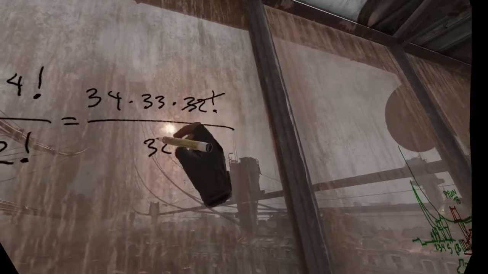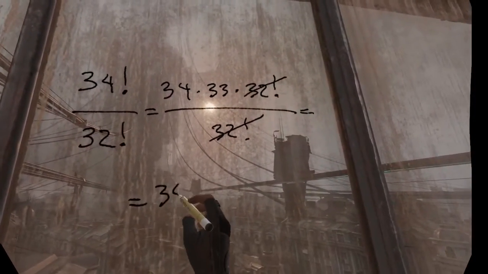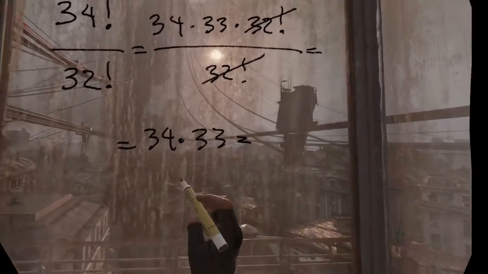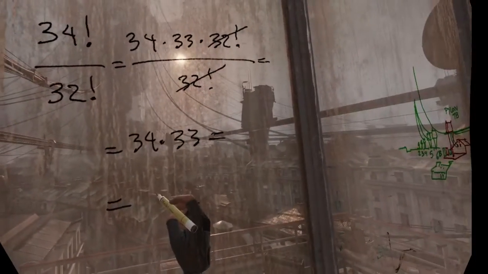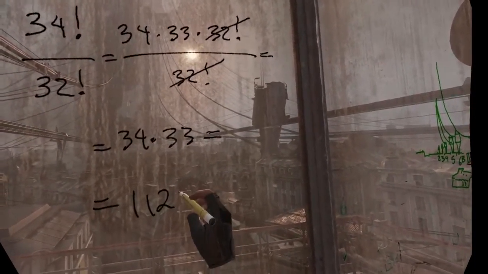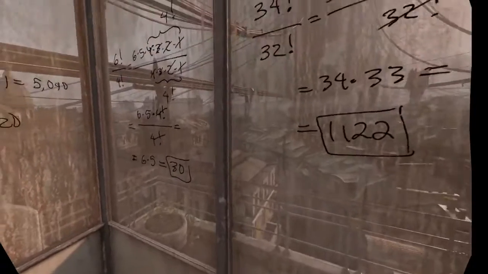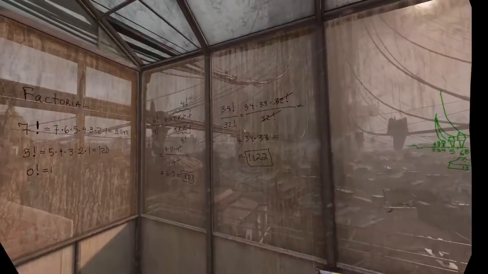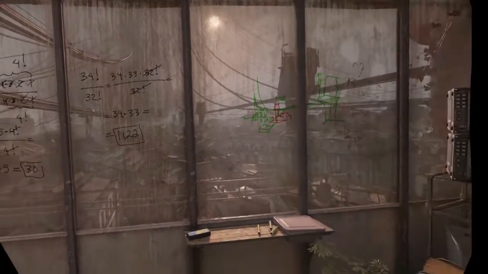So now anything over itself is 1, so we can cancel that. So the 32 factorials cancel, leaving us with what? 34 times 33, equal sign, to give us how much? 1,122. So that's the idea, a quick overview of factorials, right? That you are definitely going to use anytime we're going to calculate probability, specifically when we're going to play with combinations and permutations.